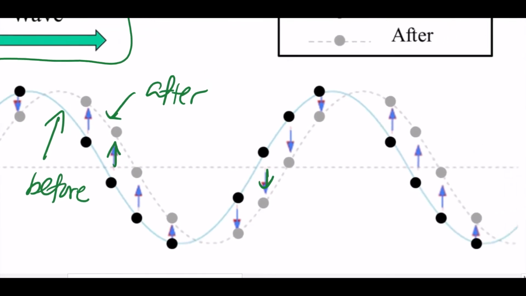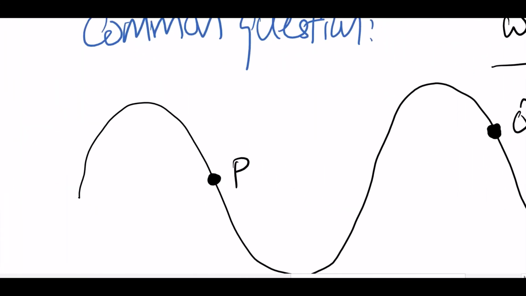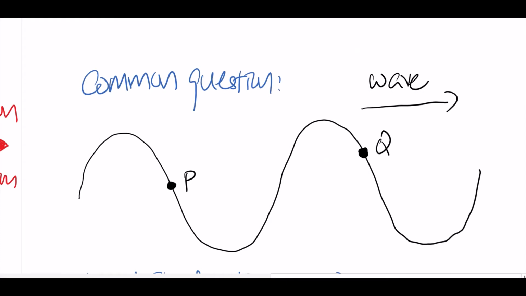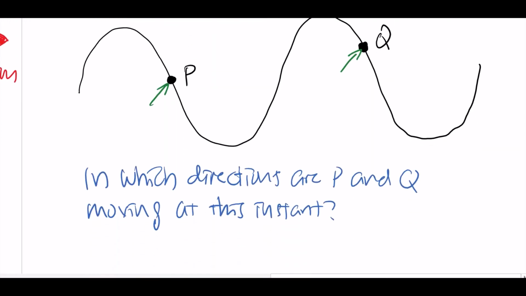Okay, so let's look at a common question. This is a very, very common question. You have a wave. It need not be water; it can be anything. It can be a rope. I have two molecules, P and Q, along the wave. Let's think of this as a string, with string molecules making up the string. So you have molecule P along the string, and string molecule Q. The wave is moving to the right hand side. Question: in which directions are these two molecules moving at this instant?